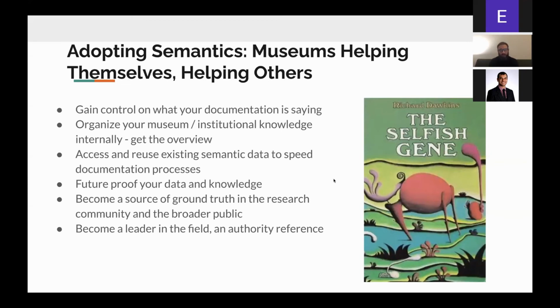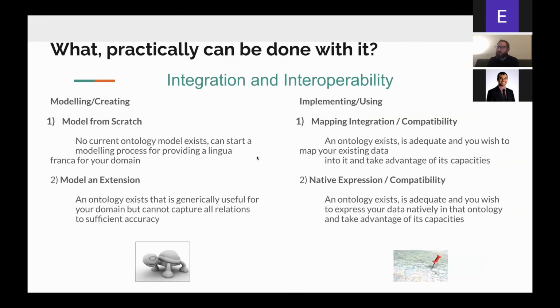And then finally, going back to these questions I raised earlier about researchers being stuck in their own worlds and not getting their data out to other people, using semantics like CIDOC CRM and making it available as linked open data allows you to start to establish a ground truth in the research community and in the broader public. So those are all motivations for doing what we do.